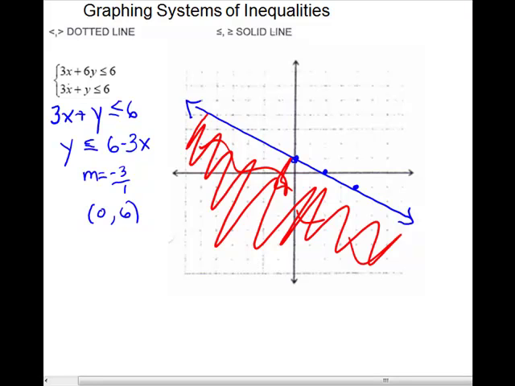Right, now I'm going to work on the other inequality. Also will be a solid line. I have moved it around to slope-intercept form. And so I have my slope and my y-intercept. So I'll go ahead and plot my y-intercept, 0, 6. So over 0, 1, 2, 3, 4, 5, 6. And I'm going to go down 3, 1, 2, 3, over to the right 1. And we'll do it again, down 1, 2, 3, over to the right 1.